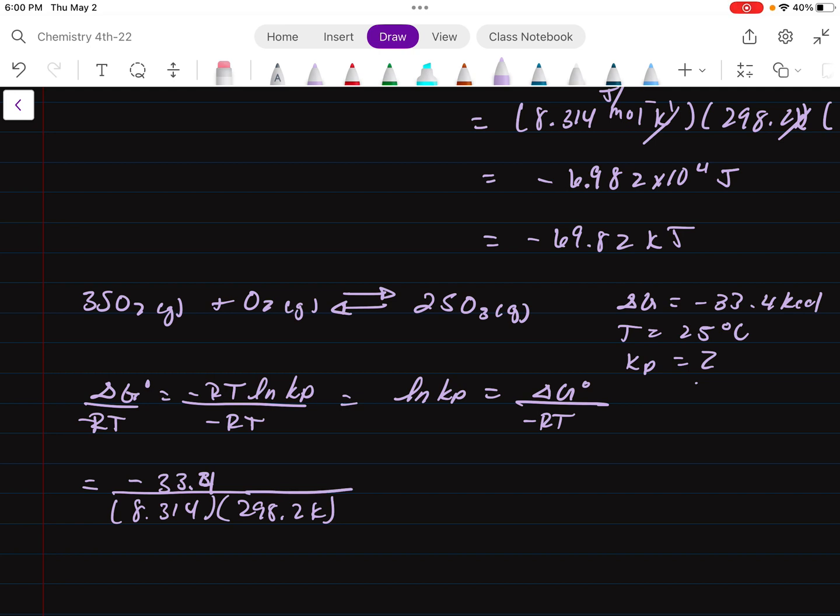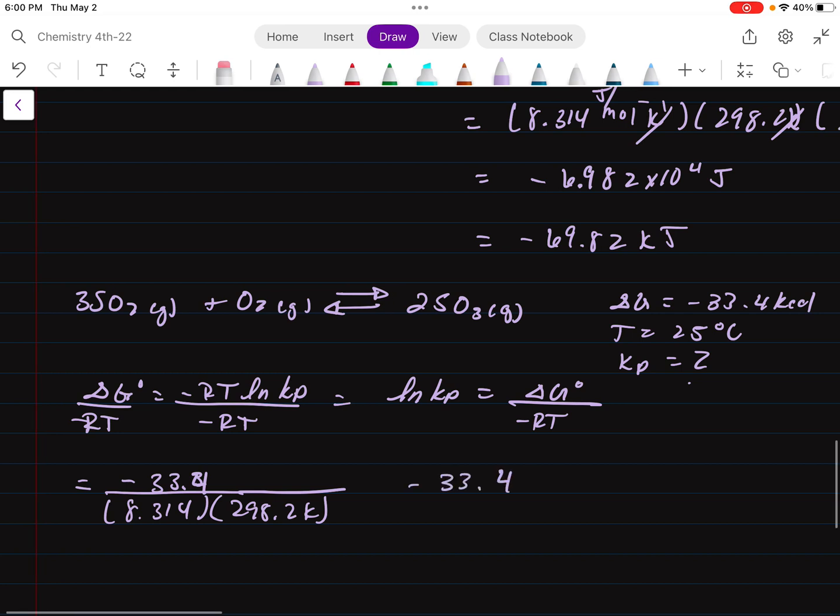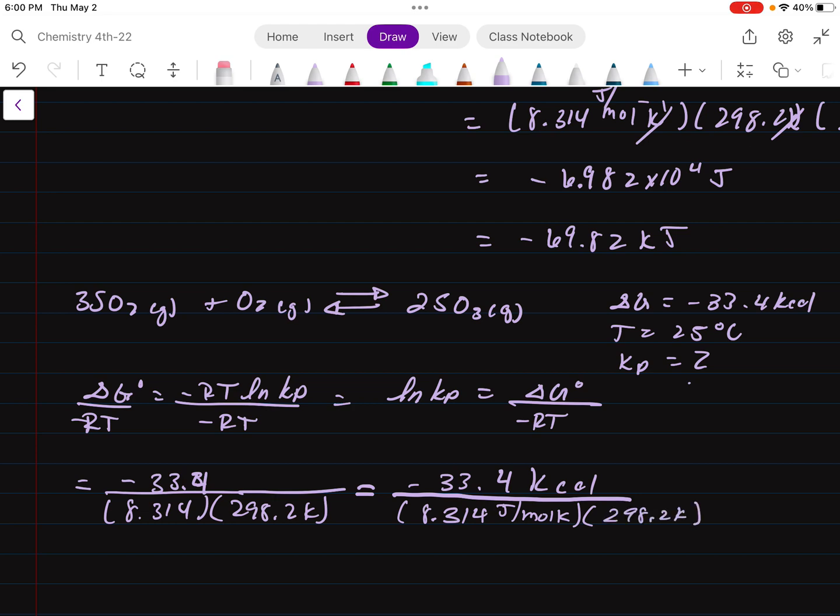Now, if we write this out in units, this is going to be negative 33.4 kilocalories, 8.314 joules per moles K, times 298.2 K. Okay, so take a second, pause it, and see if there's something that we did wrong here. Did you see it? Okay, so take a look. This one is expressed in joules, and this one is expressed in calories. Okay, that's not going to cancel, guys.